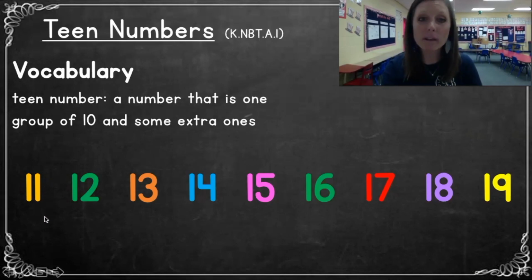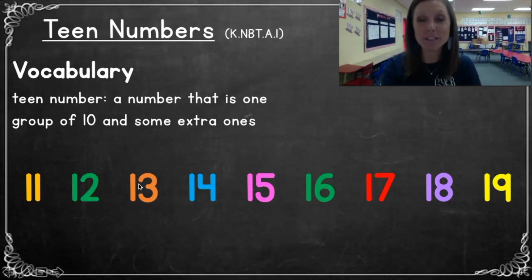When we write those teen numbers, we have to put the 1 first, and then we put the other number. The reason we put the number 1 first is because it's one group of 10. That's what that 1 even means. Right here, I have the number 11, and that means I have one group of 10, and I have one extra 1. This is the number 12. 12 is written with a 1 and a 2. That means I have one group of 10 and I have 2 extra 1s.